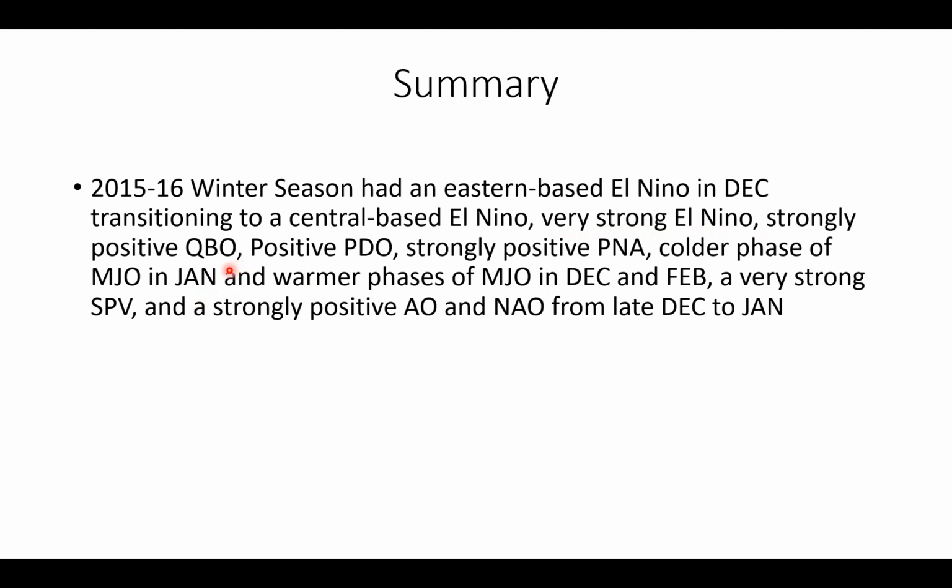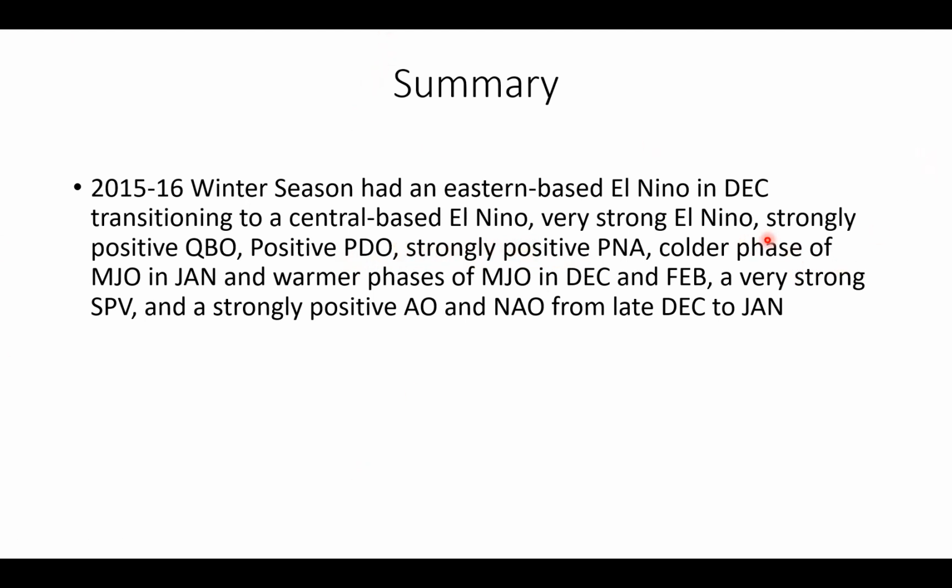that positive phase of the QBO is big. And then positive PDO. Now the positive PDO would be the one thing that would suggest colder than normal temps in the eastern U.S. with troughing, as well as the strongly positive PNA.